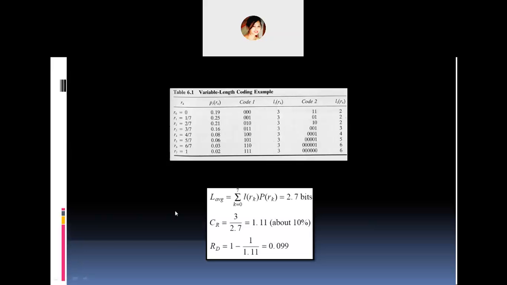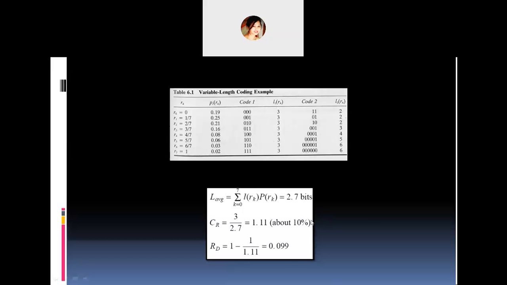Then CR, you know, the compression ratio is the original size by the compressed size, that is n1 by n2. So here suppose n1, the original size, is 3, and the compressed size they are taking as 2.7, so this is 1.1, that is the compression ratio. And relative redundancy is 1 minus 1 by 1.11.